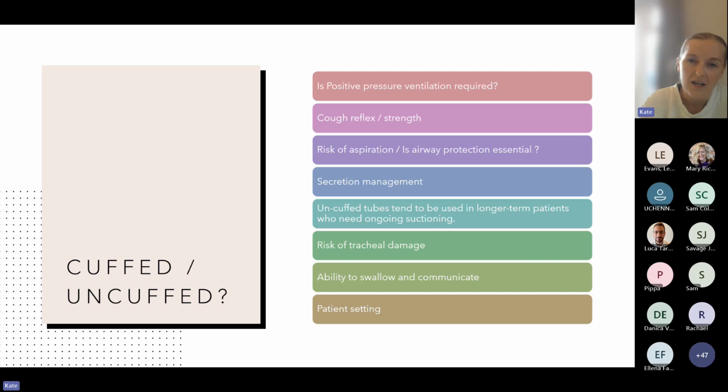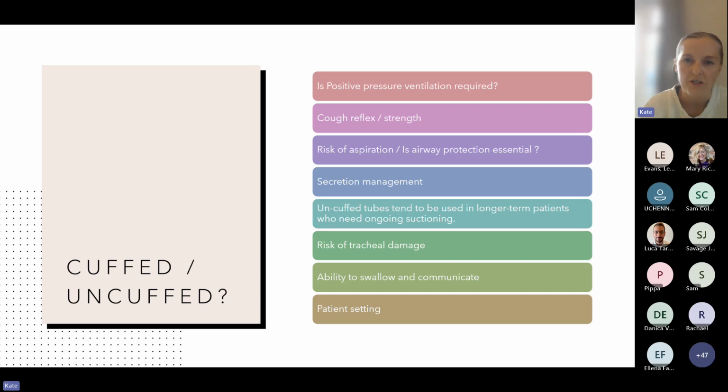On the flip side, uncuffed tubes can aid your swallowing and your communication better. They provide more airflow, as our case study showed. So think about whether it's absolutely vital that they have a cuff or not. And also think about whether or not you're going to be using speaking valves to communicate. Speaking valves can be used with cuffed and uncuffed tracheostomies. You just have to remember that the cuff must be down if you're using it on a cuffed tracheostomy. And that's really, really important.